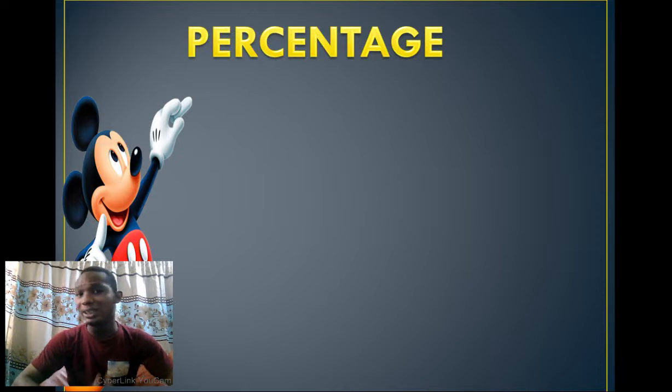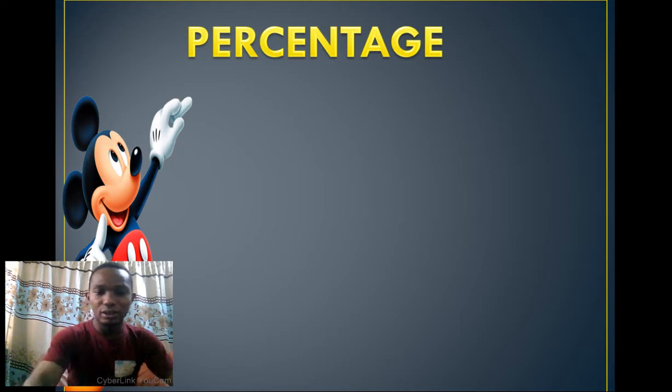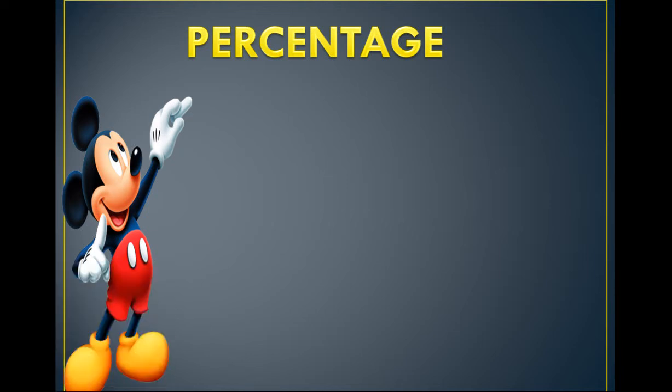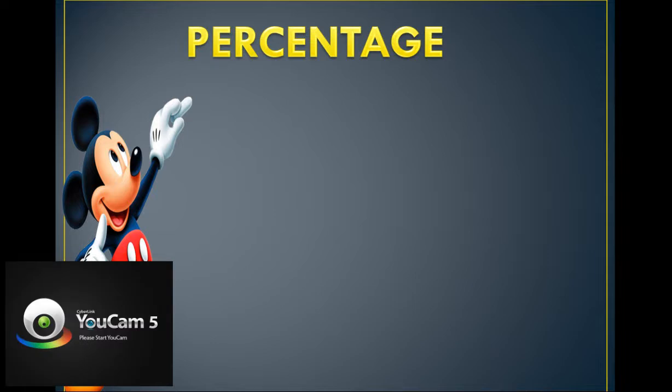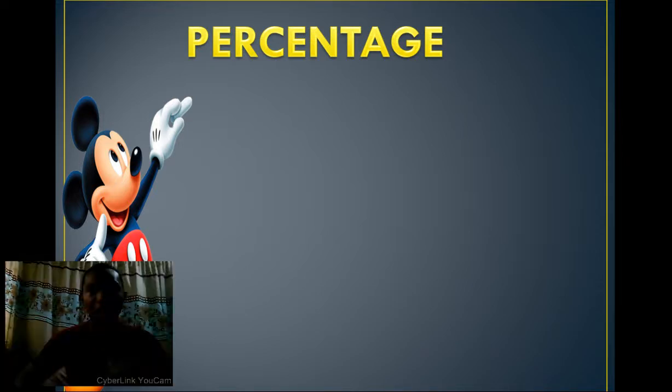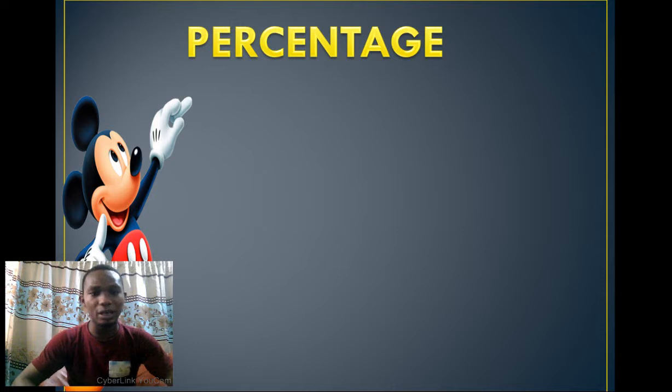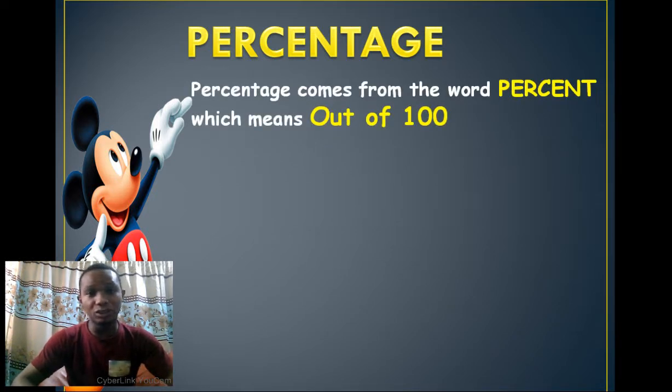Let's now move on to percentage. We won't go deep in percentage because we had already learned about percentage last session. We are only going to look at a part of percentage and how it can be used in probability. Just a recap, percentage comes from the word percent, and it means out of 100.